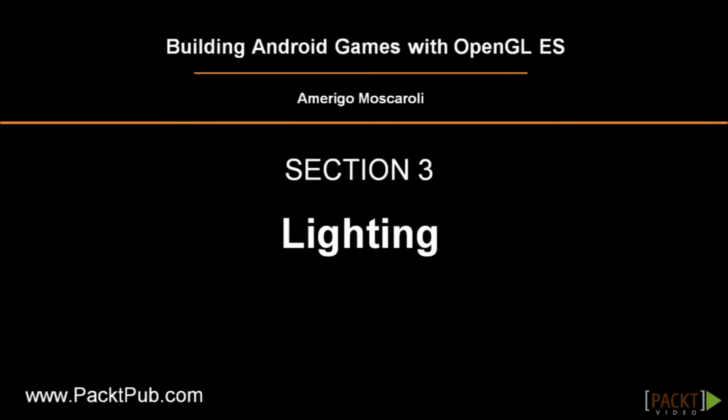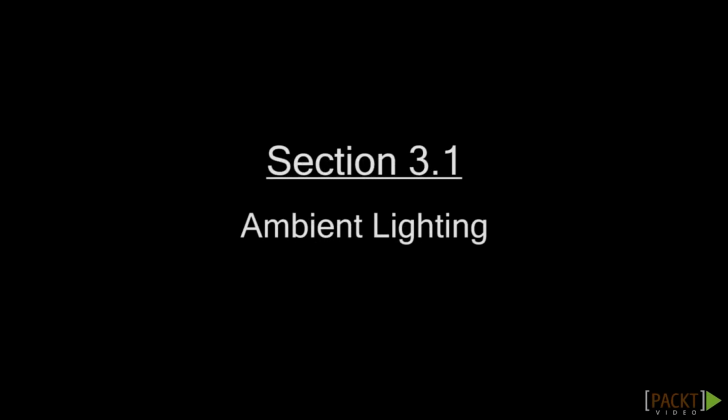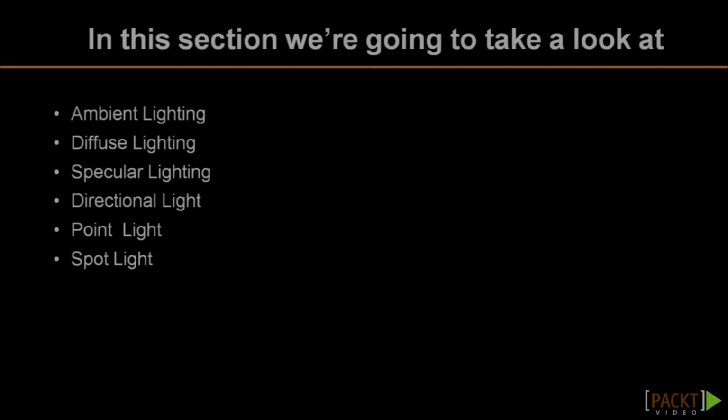Hello everyone, welcome to the first video of section 3 entitled Ambient Lighting. During this section, we are going to cover the 3 main types of lighting: ambient, diffuse and specular, as well as the 3 main lights used in games: directional lights, point lights and spotlights. In this video, we are going to begin with ambient lighting and begin creating our new shaders.